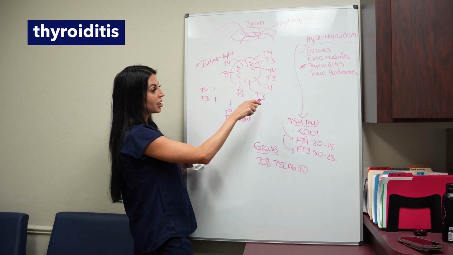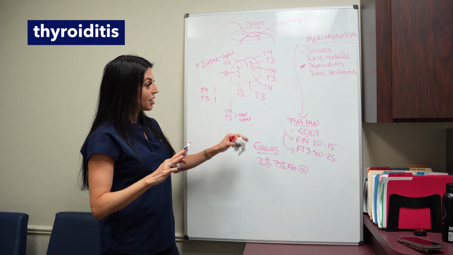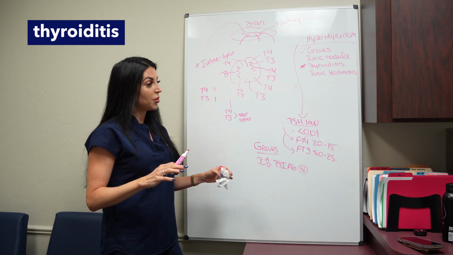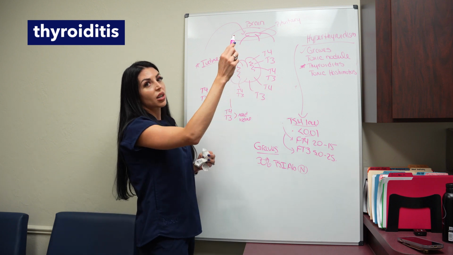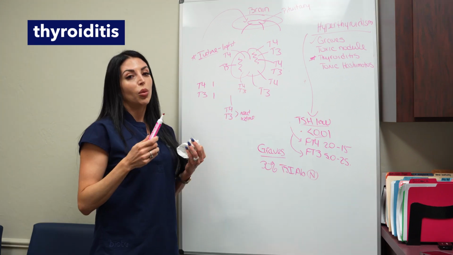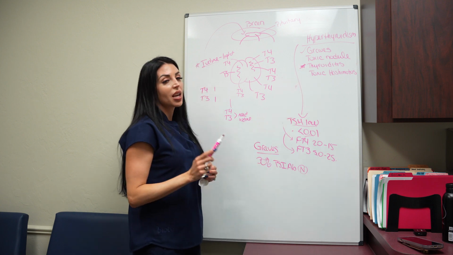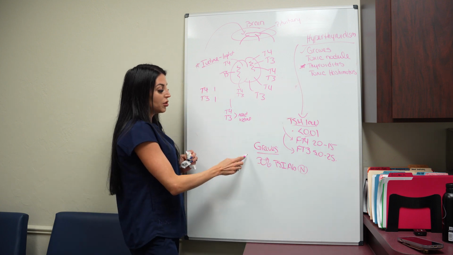So it's dumped all this out. Your body realizes there's too much. It stops making it. As this leaves your body over the next 4 to 6 weeks, your brain will slowly start to make TSH again, and your body will slowly start to make T3 and T4 without any sort of treatment. So that's the difference between thyroiditis and Graves.